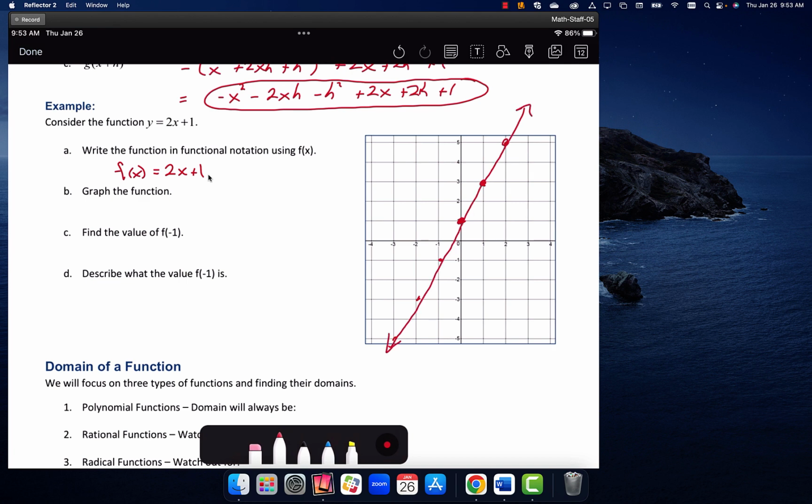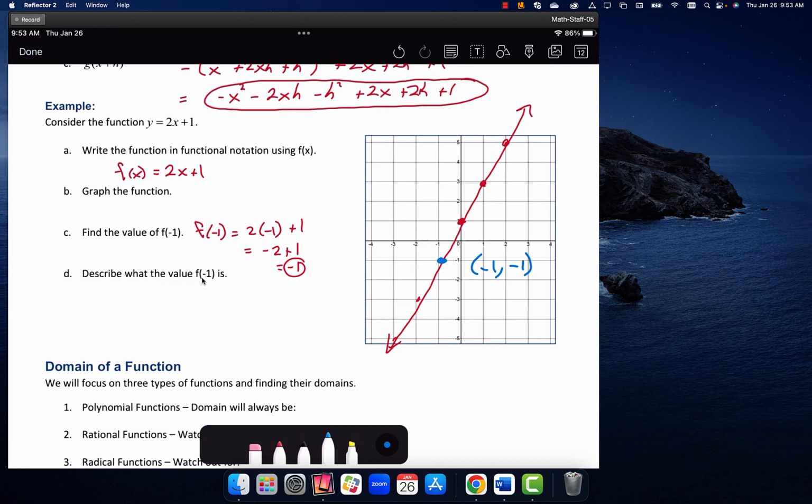We have a graph. Find the value of f of negative 1. So if we're doing it by hand, f of negative 1, we're going to replace the x with negative 1. We get negative 2 plus 1, which is negative 1. Now that's just coincidental that what you plugged in is what the equation returned. What you really want to note is the graph. Where is x negative 1? X is negative 1 here. Notice that when x is negative 1, the equation returns negative 1.